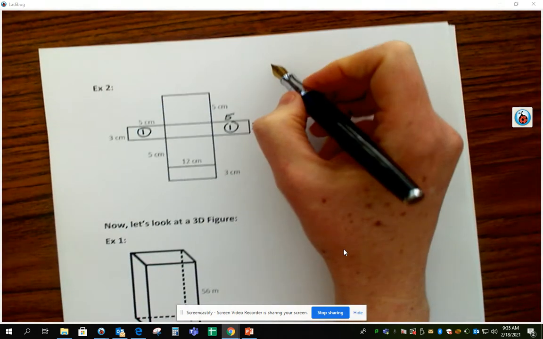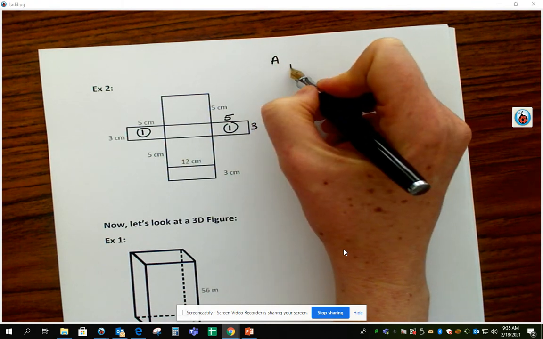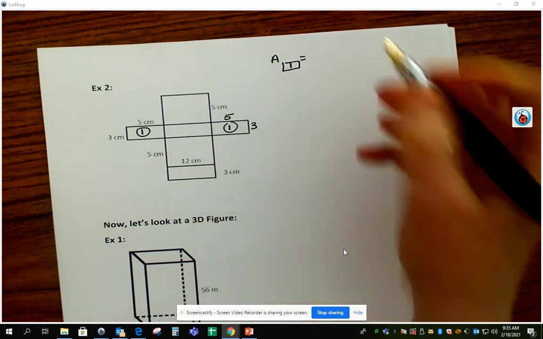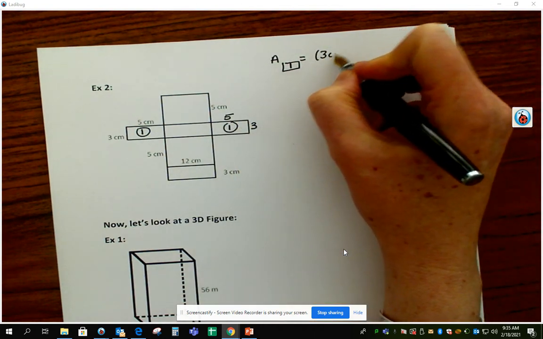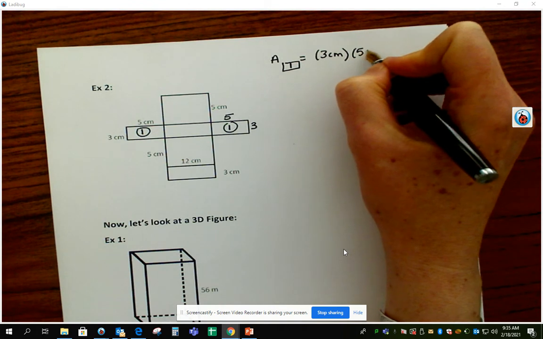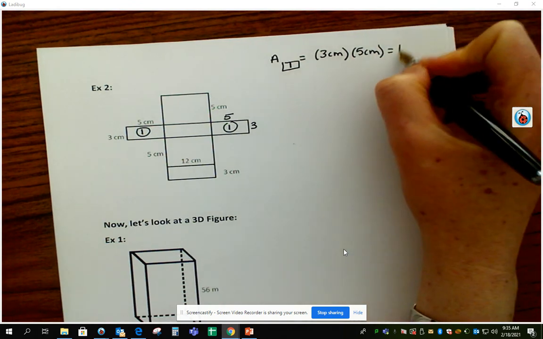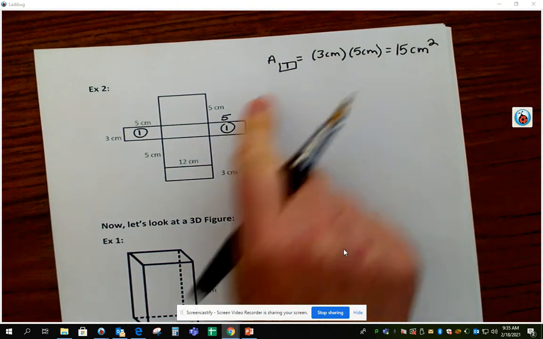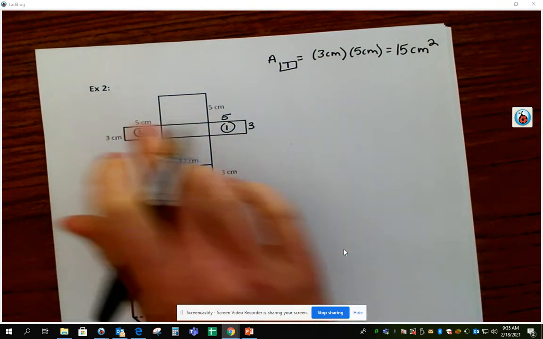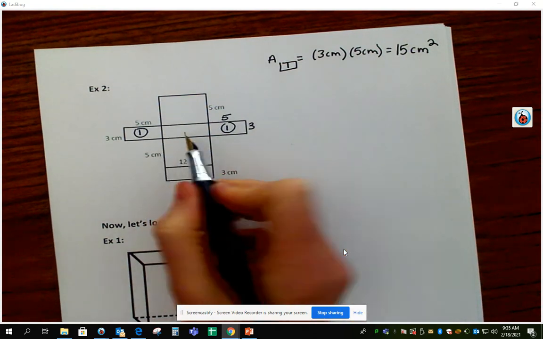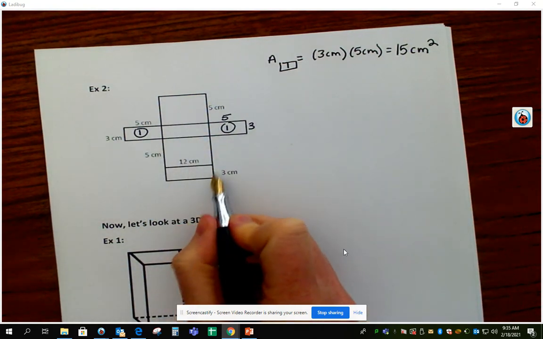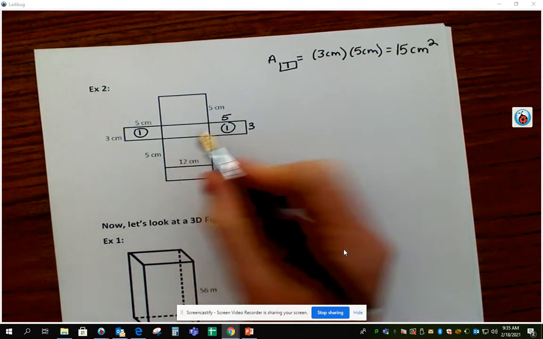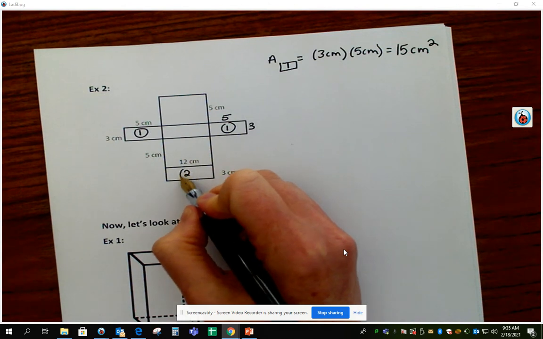So I'm going to go ahead and calculate the area of this box as 3 times 5. So it's 3 centimeters times 5 centimeters, which is 15 centimeters squared. And I'm not going to worry about how many there are yet. I'm just trying to get an area for every surface. Now this one, notice, is 3 by 12, and this is also 3, and this is also 12. So these two match.